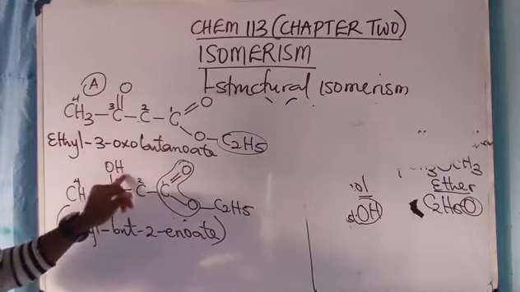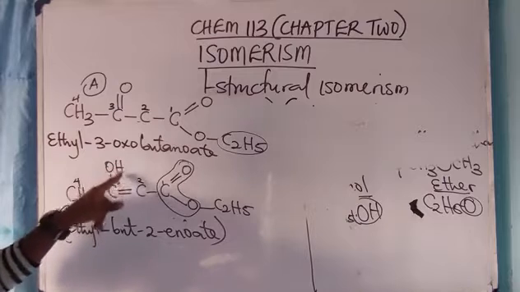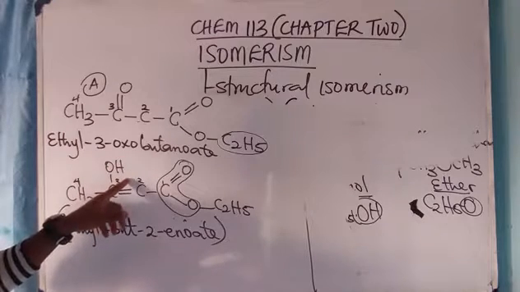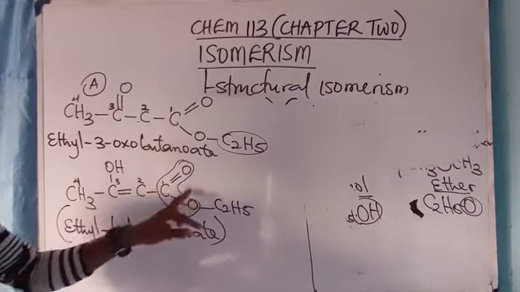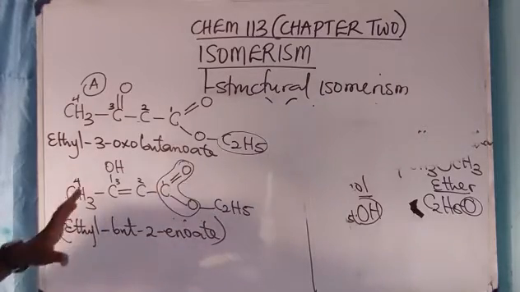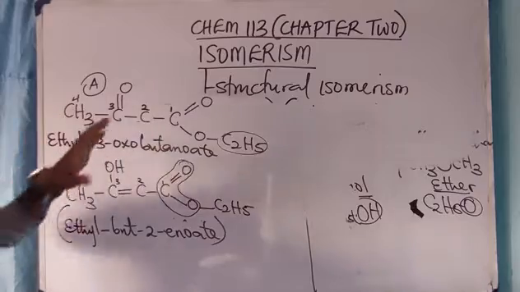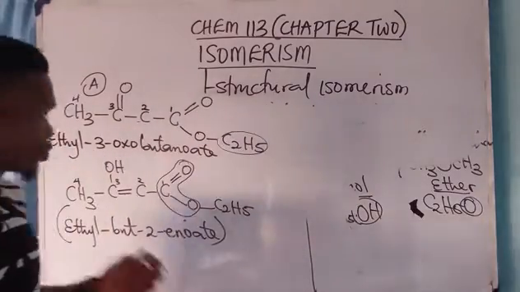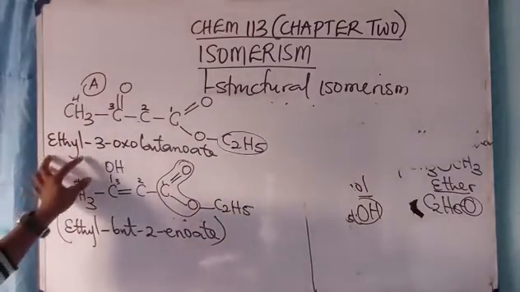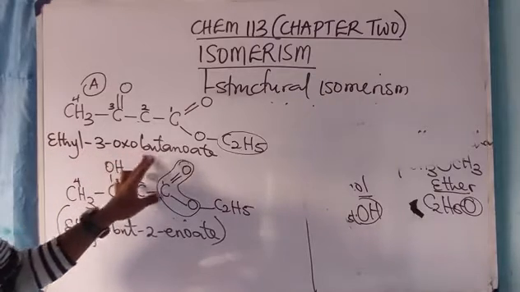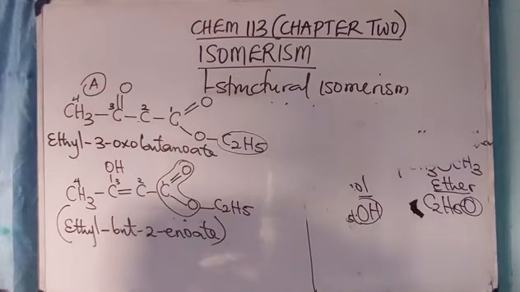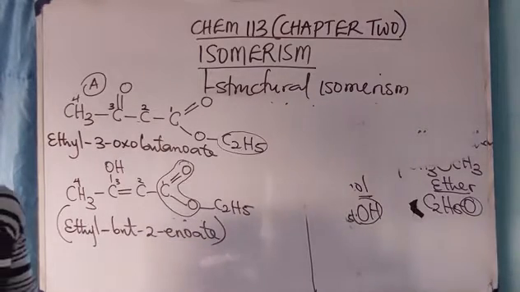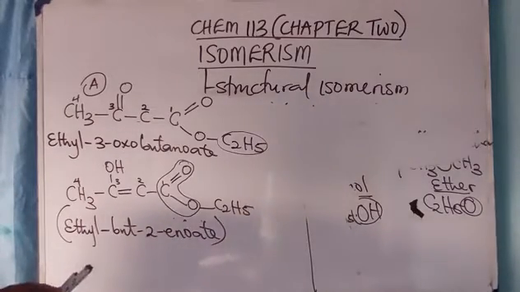1, 2, 3, 4. The OH is at what? 2. It is OH because of what? This ester functional group. So please, this is all about what? Structural isomerism, which means that ethyl 3-hydroxybutanoate and ethyl but-2-enoate possess tautomerism. Please take note of that.